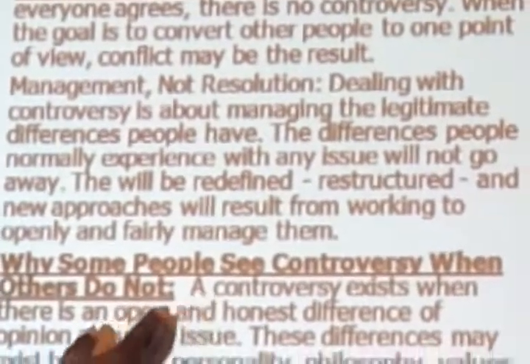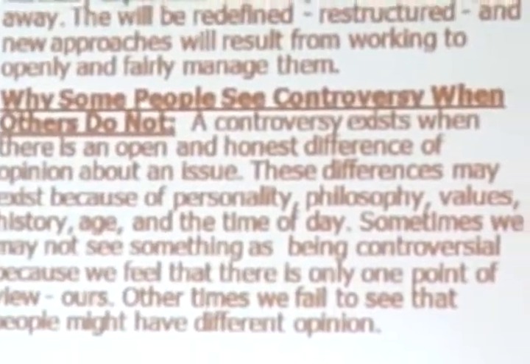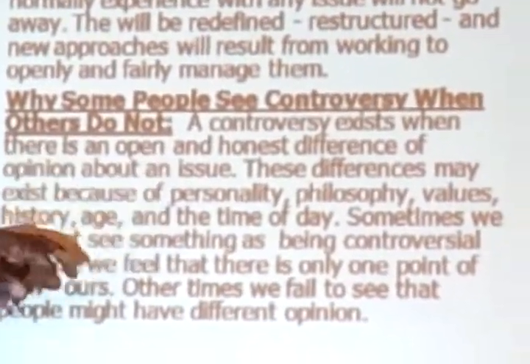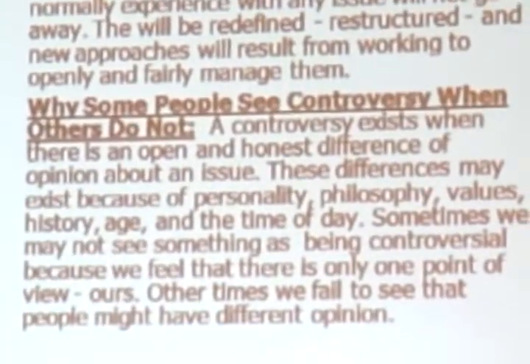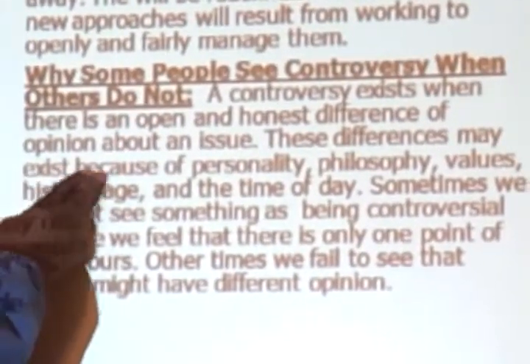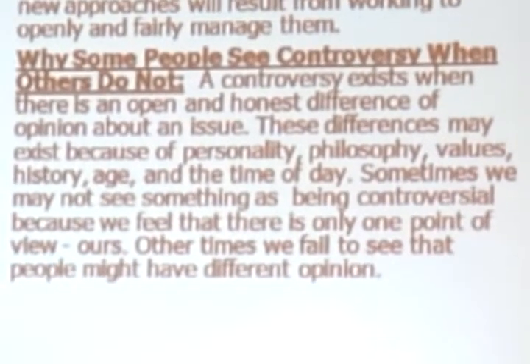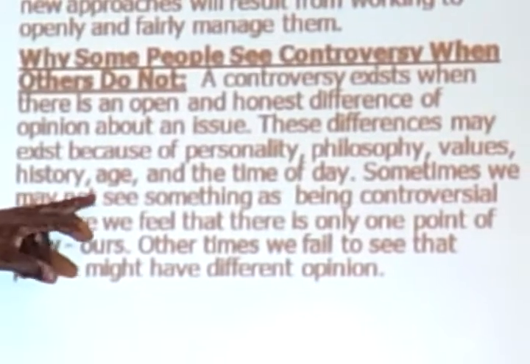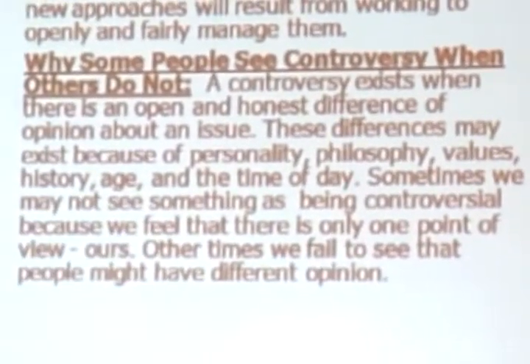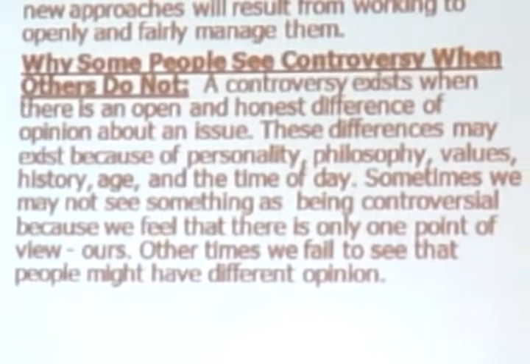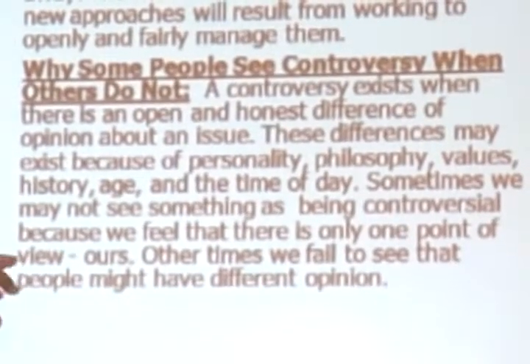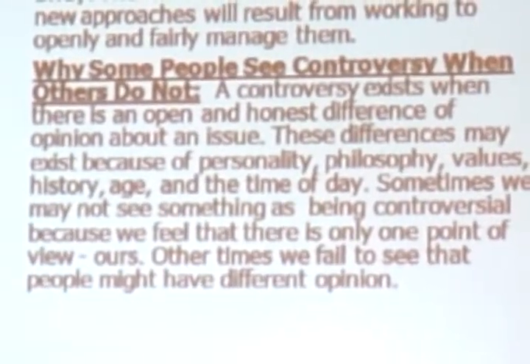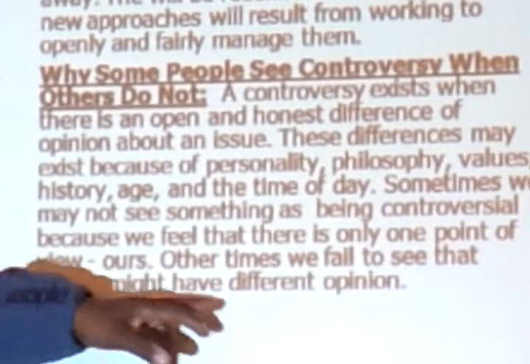Why do some people see controversy when others do not? A controversy exists when there is an open and honest difference of opinion about an issue. These differences may exist because of personality, philosophy, values, history, age, and the time of day. Sometimes we may not see something as being controversial because we feel that there is only one point of view, ours. Other times, we fail to see that people might have different opinions.